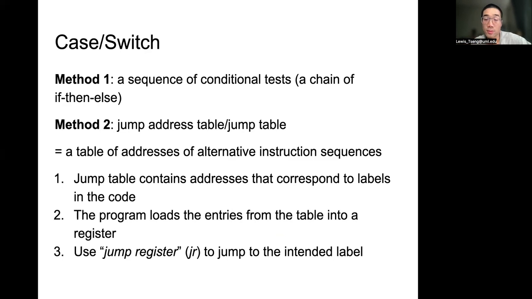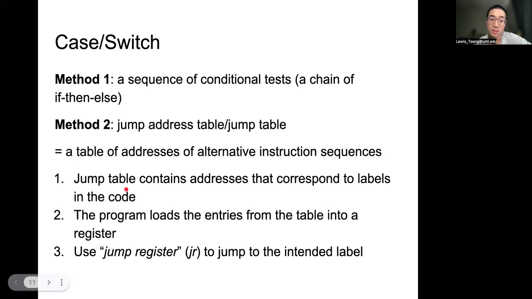Then method 2, which is cleaner, is that we can have a table that stores the addresses that we want to jump to. More precisely, when we have a switch case, I check the variable, and if it matches this case, I'm going to jump to that instruction. If it matches the other case, I'm going to jump to the other instruction. Those jump destination addresses can be specified inside the jump table.